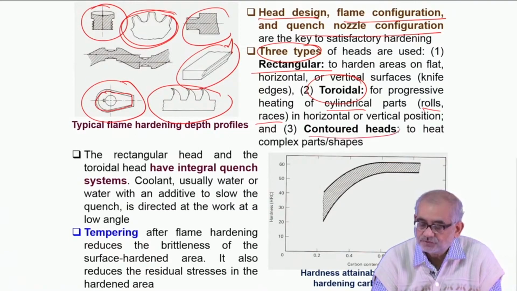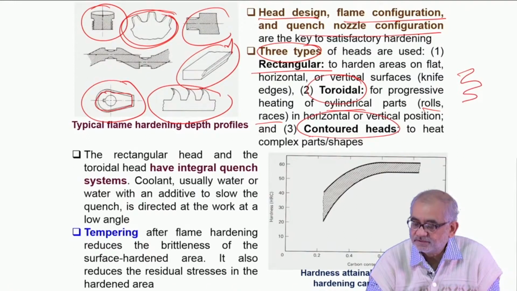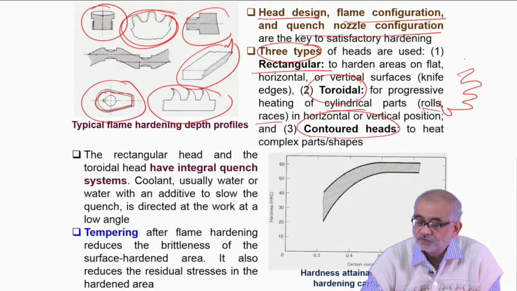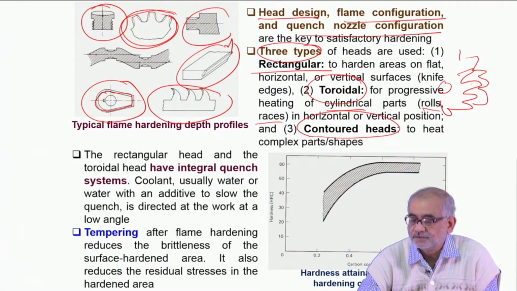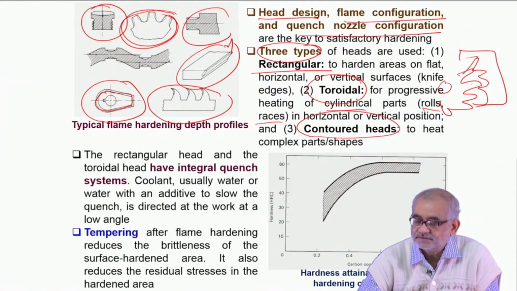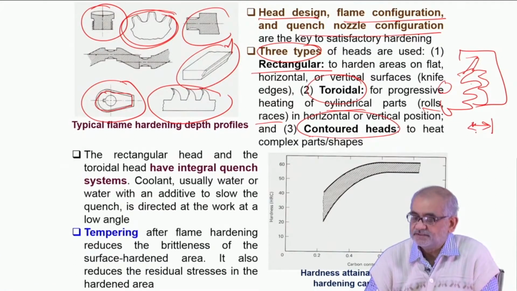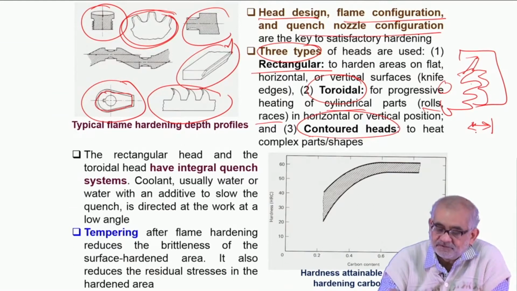or we can use a contoured head. So, for example, we have a very complex shape of a component like this. For treating such a surface or component, we would like to have a nozzle which will mimic the shape of this component, so that the distance from the tip of the nozzle to the surface is maintained constant. These are the design aspects of various nozzles that we use for heating.